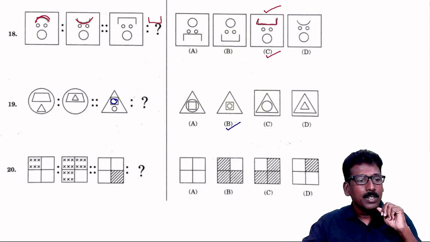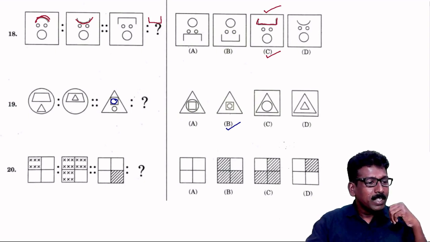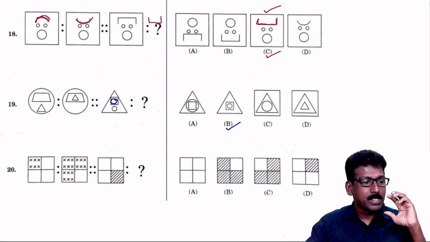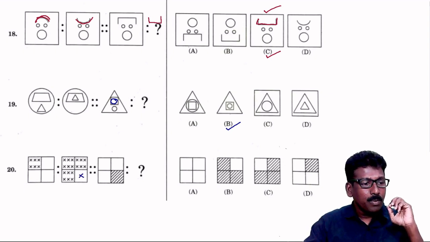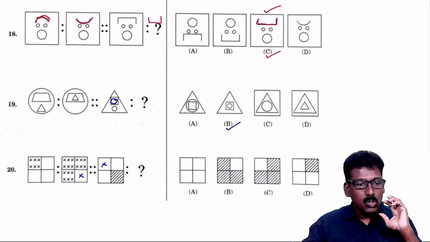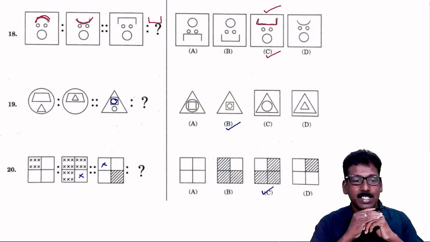Yes, option B is the correct option. Look at question number 20. There are 6 Hindu masks in the first figure, but in the second figure the nearby squares have that Hindu mask. So the opposite square should be left blank. Here one portion is shaded, so the opposite should be left blank. Yes, C is the correct answer.